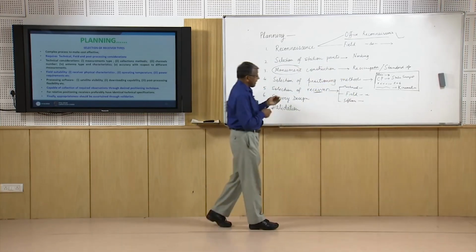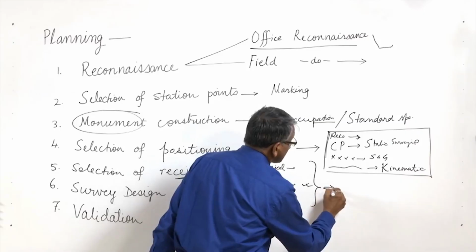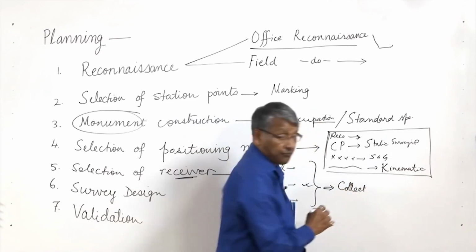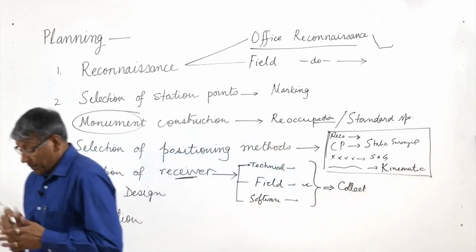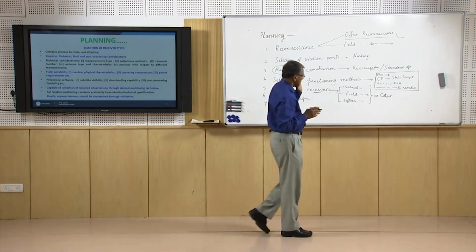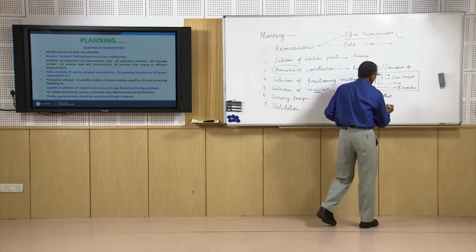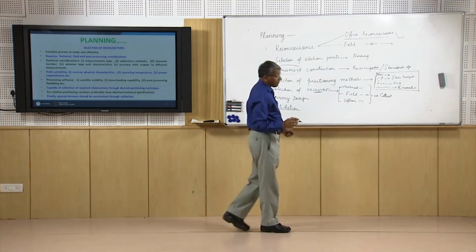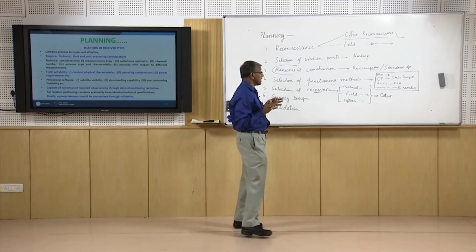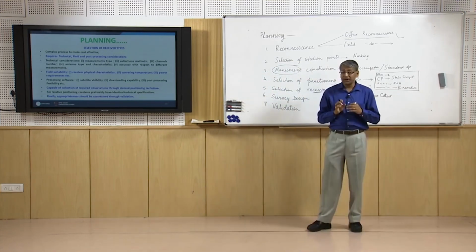But finally the receiver should be able to collect the type of measurements which we are looking for from particular GPS surveying, and the appropriateness of the type of receiver has to be validated through validation.